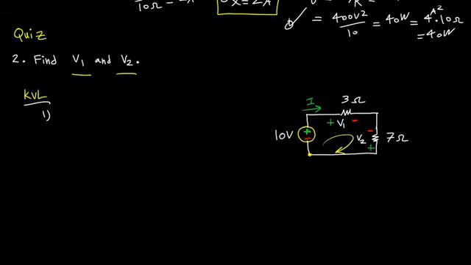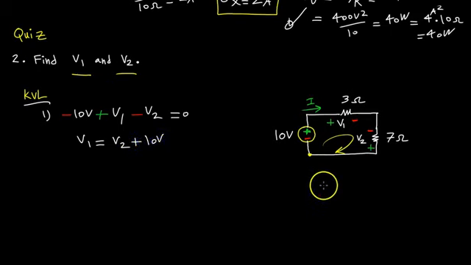So I'm going to see a negative 10 volts as I go up. I'm going to see a plus V1, and I'm going to see a minus V2 as I keep going in this direction. That is all equal to 0. Now if we solve this, we're going to get that V1 is equal to V2 plus 10 volts.